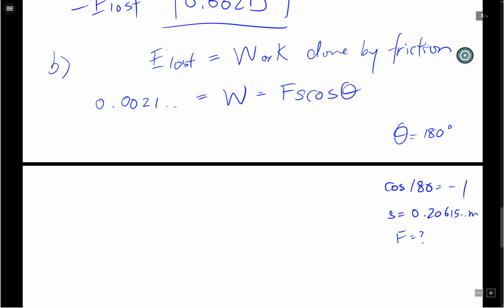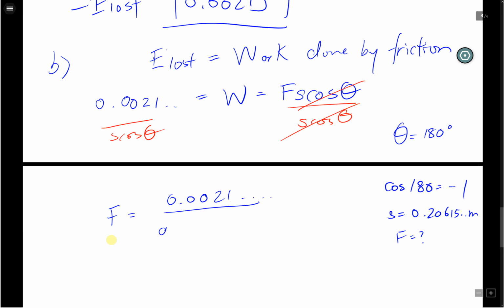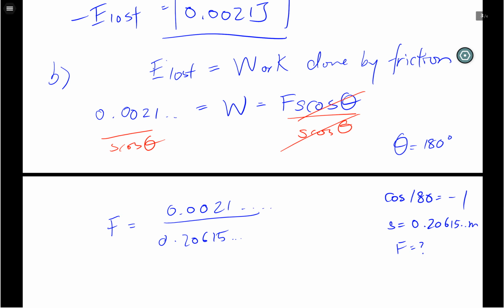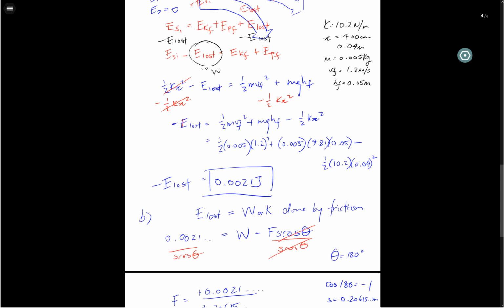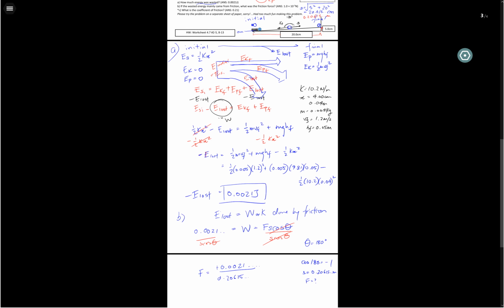We don't know the force. Solving for the force, I can move everything to the other side: divide by S cos theta on both sides. Bam, bam. This gives me the force is equal to 0.0021 ... divided by my displacement 0.20615 ... and everything is a negative. And of course, you probably got a negative from your previous answer. Everything should cancel nicely.